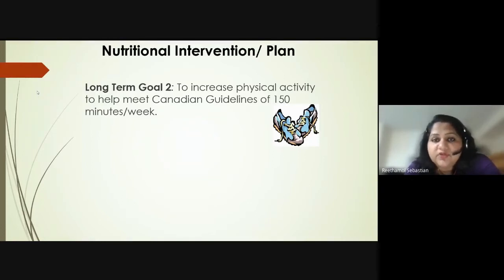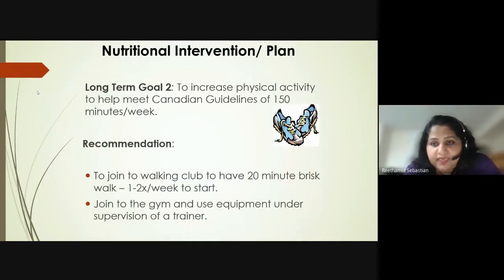So the second goal, he wanted to increase physical activity to help meet the Canadian guidelines, which is 150 minutes per week. Okay, this is basically based on what the patient wants. Based on that, we have to customize the goal. The recommendation could be maybe join a walking club to have a 20-minute brisk walk 1 to 2 times per week to start, then gradually increase. We have to emphasize the following sessions, okay? Not start with something big in the first session itself.